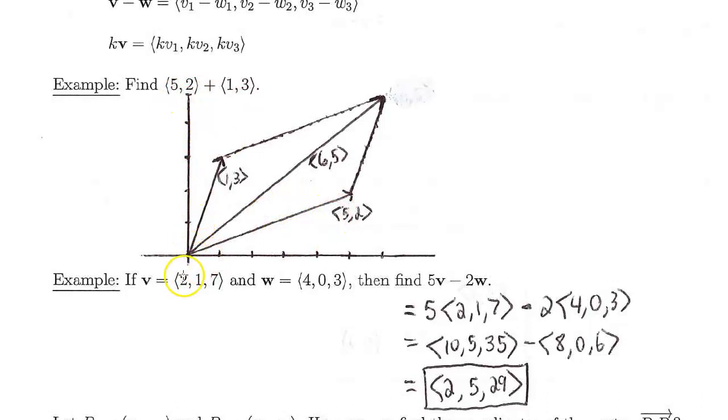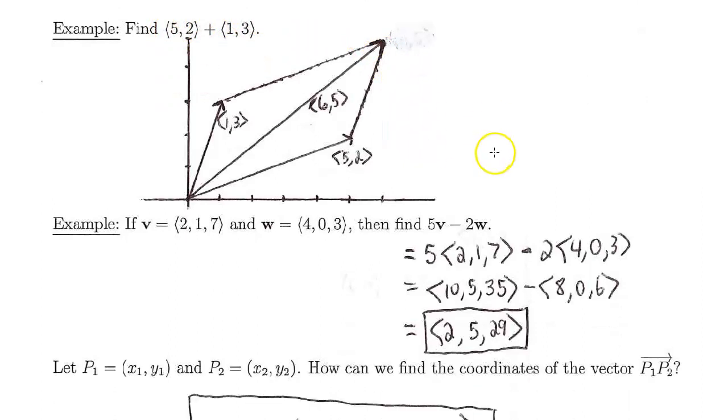Why was the first coordinate 6? Well, with this first vector, you go over 5 and up 2. The next vector, you're going to go over 1 more and then up 3. So you went over 5, and then you went over 1 more, so you went over a total of 6. How far did you go up? Well, the first vector you went up 2, the next vector you went up 3 more, so you went up a total of 5. So you see why you're adding them, and why that theorem works.